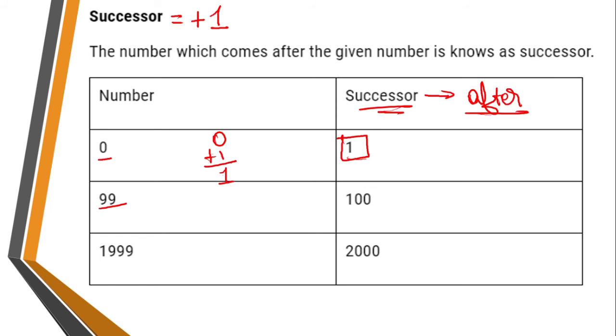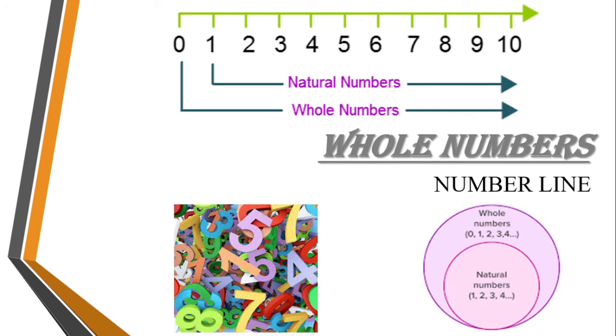Same way, 99 plus 1 is 100. So 100 is the successor of 99. Same way again, 1999's successor is 2000. So it's easy, right? In predecessor, we do -1. In successor, we do +1. It's just the opposite. So till now we learned predecessor and successor. Now let's learn number line.